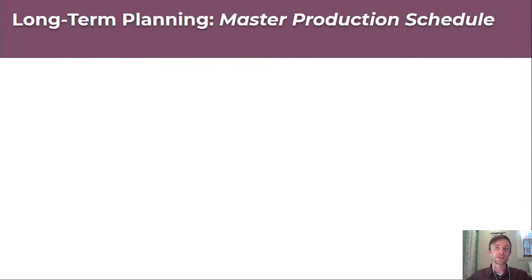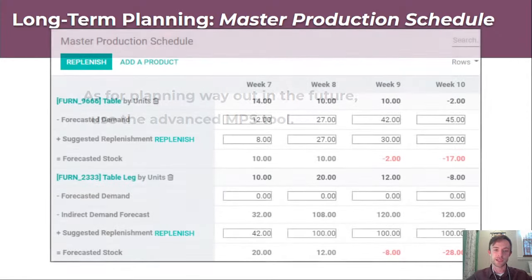So that's short-term planning. Long-term planning, a lot of that comes down to our master production schedule. We also have basic reordering rules, which are a form of long-term planning. They're like minimum stock rules to make sure you don't run out of something. But for something that has a much longer sales cycle or a much longer cycle to procure it and to build it, or just for anything where the demand is going to vary greatly over time, the master production schedule is recommended. And so this is kind of what it looks like.